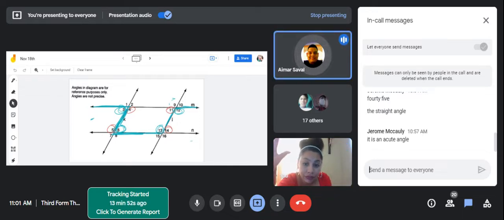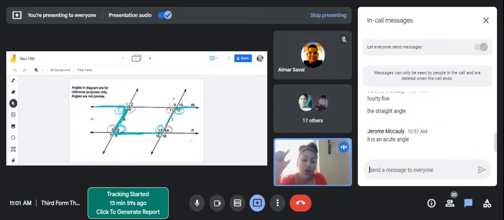Miss, yes. Angle 1 and 13, they are alternating, miss? No, no, no, no, no. Number 1 and number 13 would be corresponding because they are in the same place. Let me show you. Let's go back to corresponding, what I talked about previously. Number 1, number 5, number 9, and number 13. All of them are going to measure exactly the same thing. So if this is 110, this will also be 110, this will also be 110, this will also be 110, because all of them are in the exact same position.